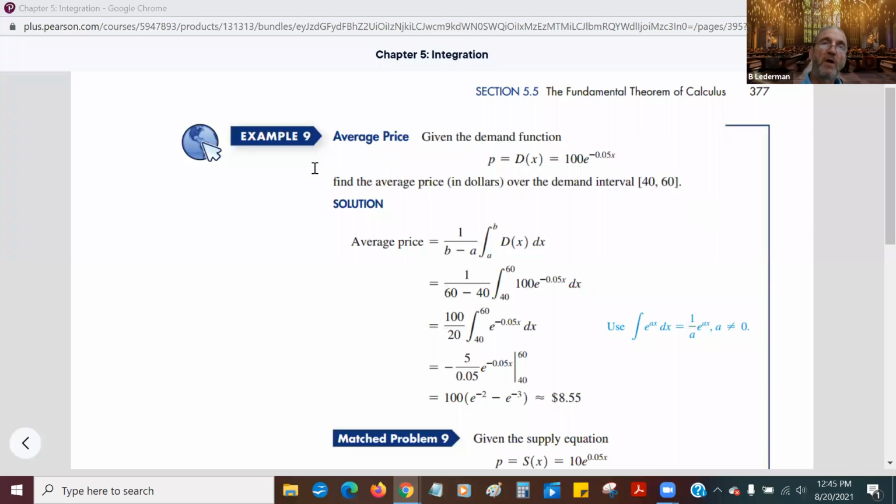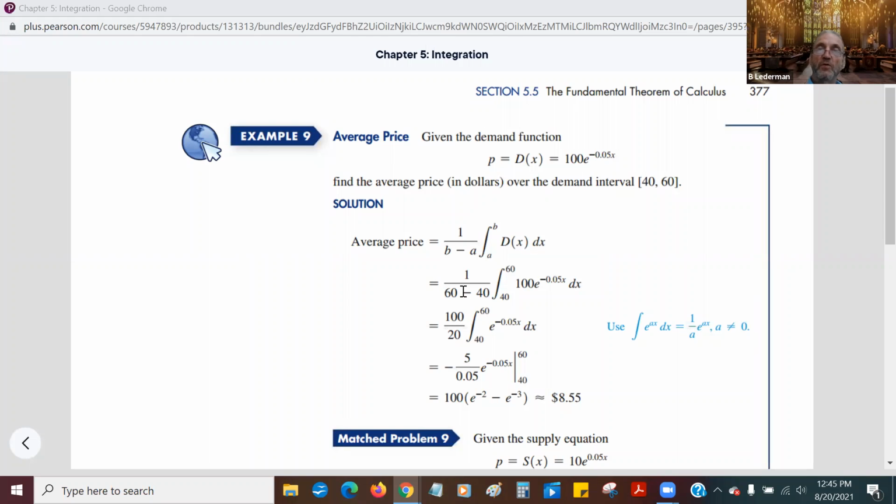And now for the very last problem, the average price. Given the demand function, P is equal to D of x, which is 100 e to the negative 0.05x, find the average price in dollars over the demand interval from 40 to 60. So if I look at the demand with this function between 40 and 60, what's the average price going to be? Well, I'm just going to take the formula, 1 over b minus a times the integral from a to b of D of x dx.